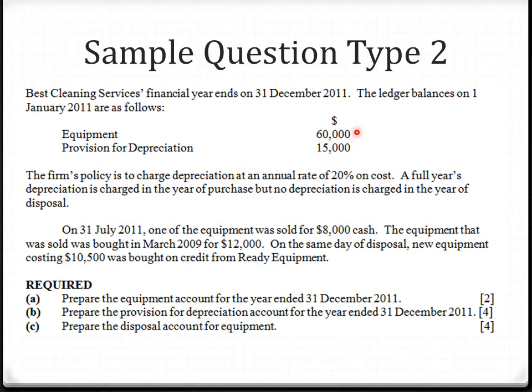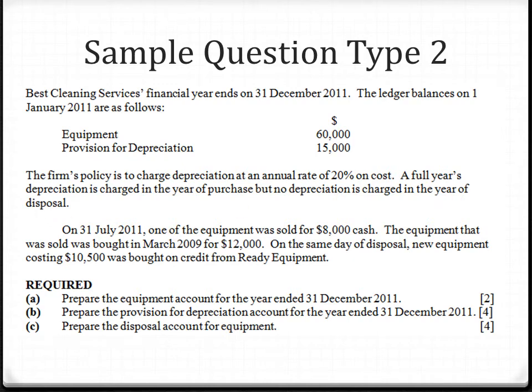All right, so this is something different from the previous question. Of course, another difference is this is on cost and previously it was on net book value. Now, the third difference is that a full year's depreciation is charged in the year of purchase and no depreciation is charged in the year of disposal.